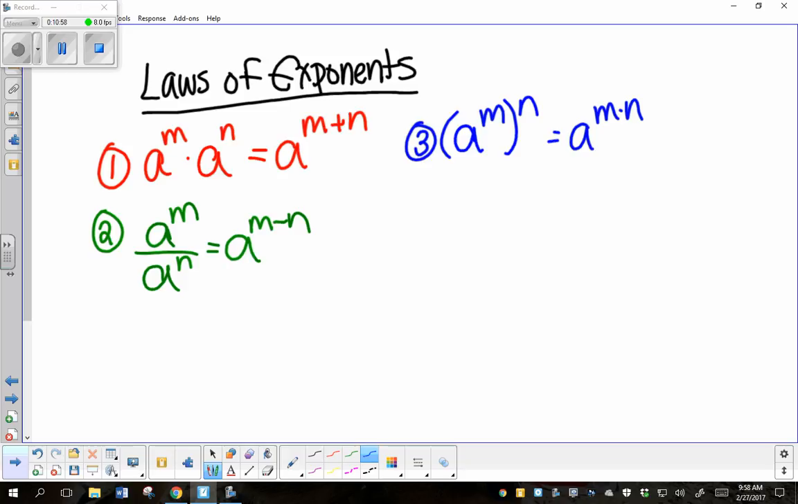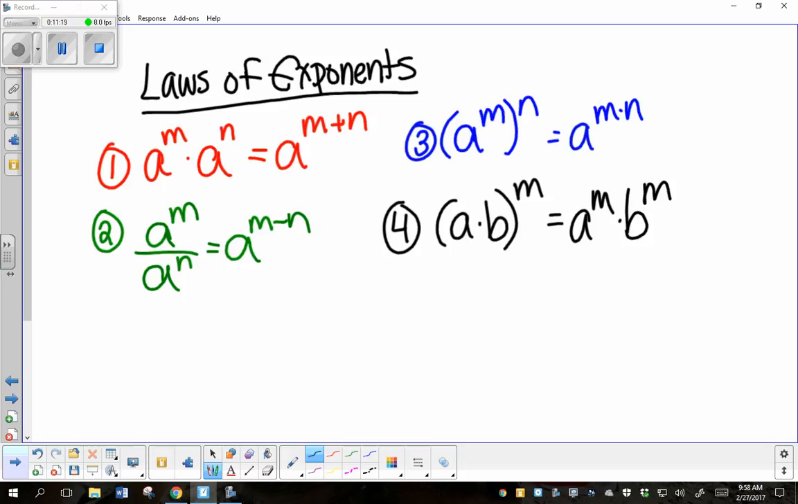And then the last one is when we have a product to a power. That's when we have a times b, or ab, all raised to the power of something like m. In that case, we can distribute that power. So this is a to the m times b to the m. If these are being multiplied in here, you can distribute the power.